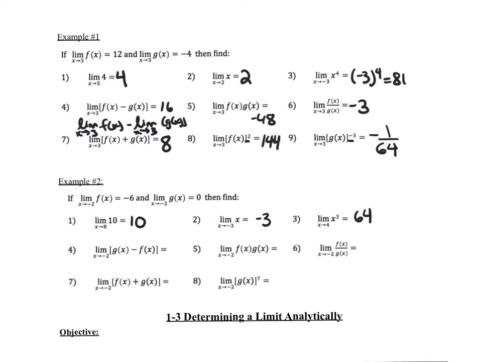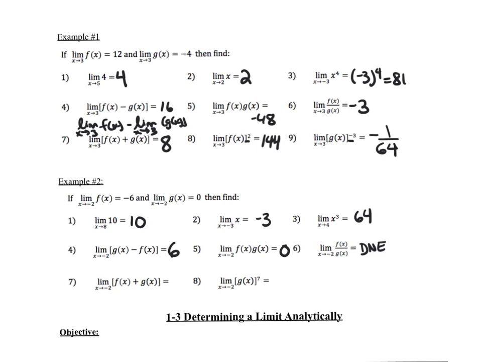We do for number 4, and we're going to subtract the limit of g of x minus the limit of f of x. So 0 minus negative 6 gives us positive 6. For 5, we'll multiply them together, and that's 0. For example number 6, the limit as x approaches negative 2 of g of x is 0. So we have a 0 in the denominator, so our limit cannot exist because we've divided by 0.